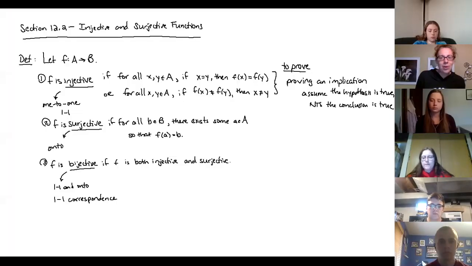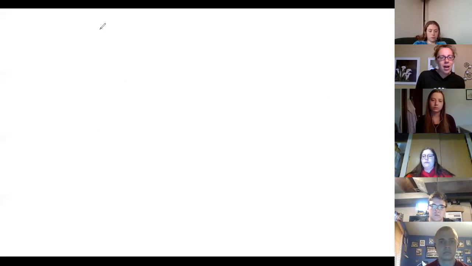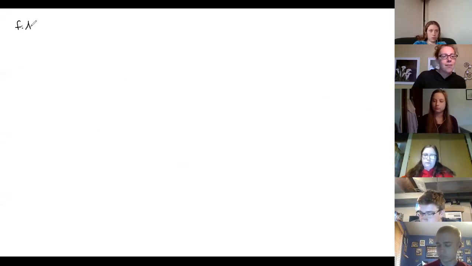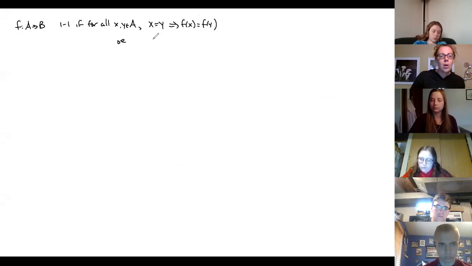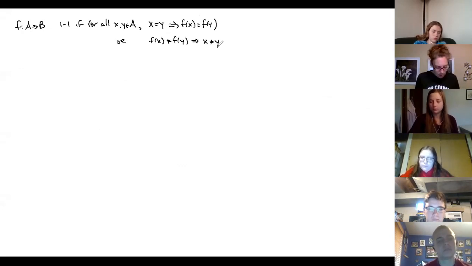Then go back to the whiteboard. New thing, I'm going to write my definition of one-to-one up here one more time so that we all have it in front of us. So again, we'll have F going from A to B, one-to-one, if for all X and Y living in A, X equals Y implies F of X equals F of Y, or F of X not equal to F of Y implies X is not equal to Y. Okay, so that's what we're working with.